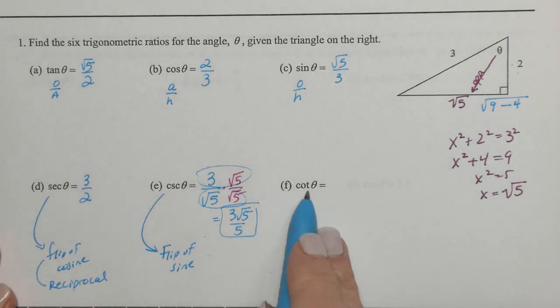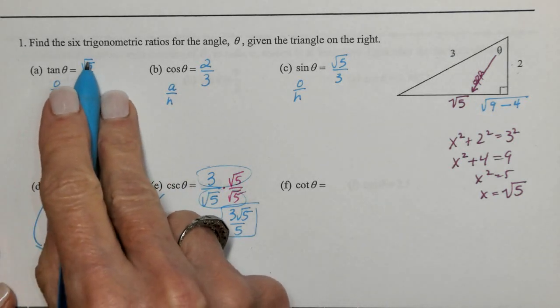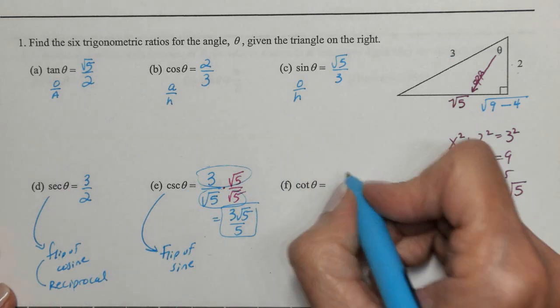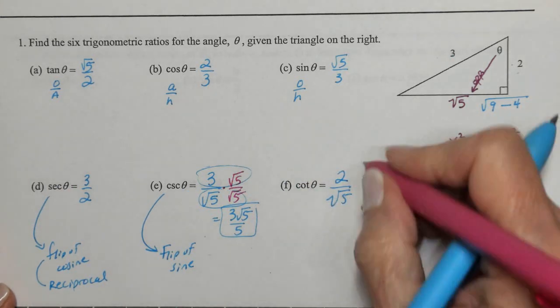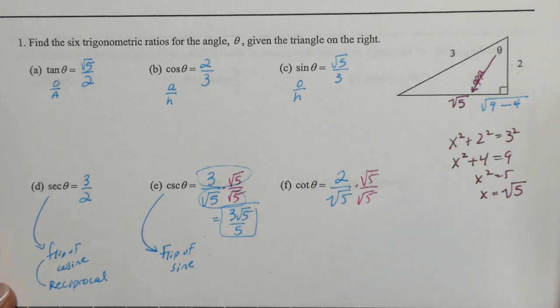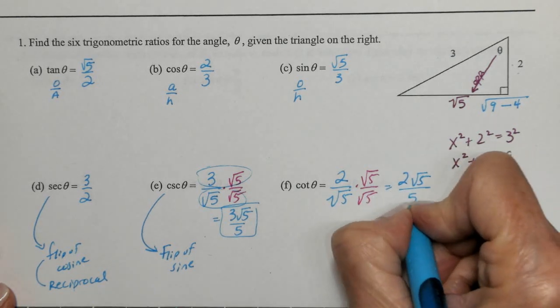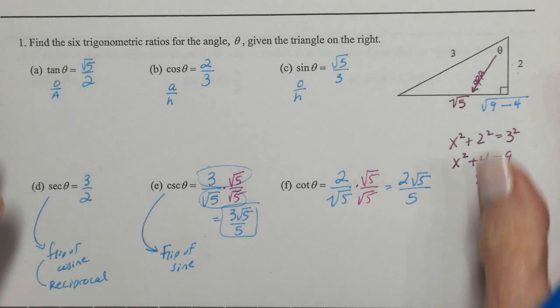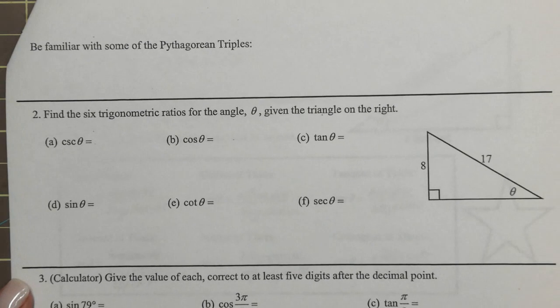Cotangent theta. Cotangent is the flip of tangent. Tangent was square root 5 over 2. Cotangent will be 2 over square root 5. Again, when we rationalize that denominator, we're going to get 2 square root 5 over 5. Okay? It is convenient to be familiar with some of our Pythagorean triples.